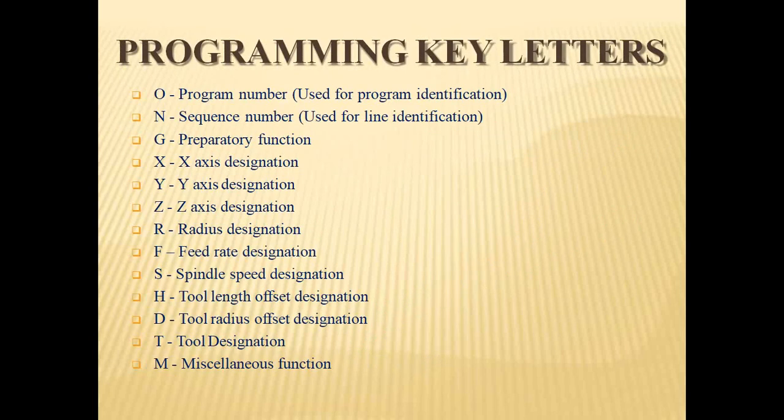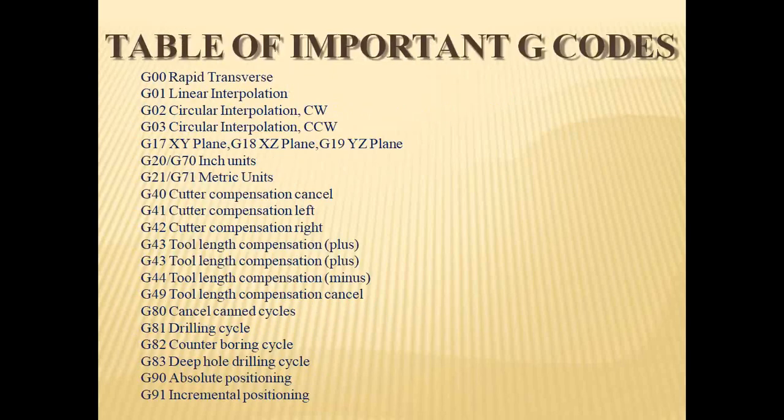These are the main key letters used for programming. O stands for the program number. As I said, N is a sequence number or block number. G is a preparatory function. X, Y, Z are axis designations. R is a radius designation. F is the feed rate. S is the spindle speed. H is the tool length offset designation. D is the tool radius offset designation. M is the miscellaneous functions of the manufacturing machines like coolant on or off, or spindle on or off. We generally use these with M codes.